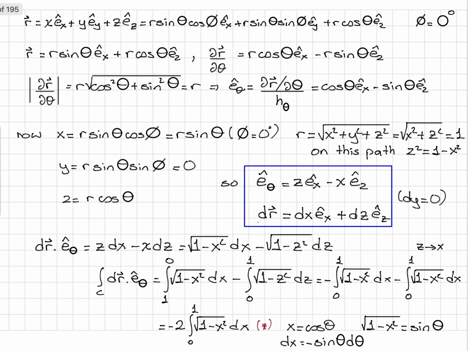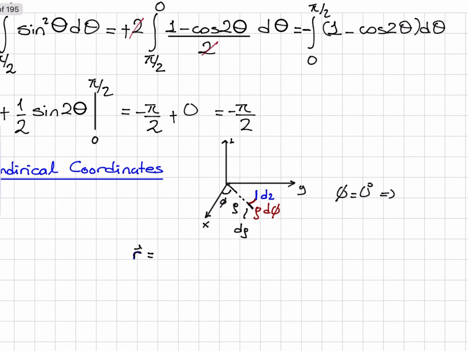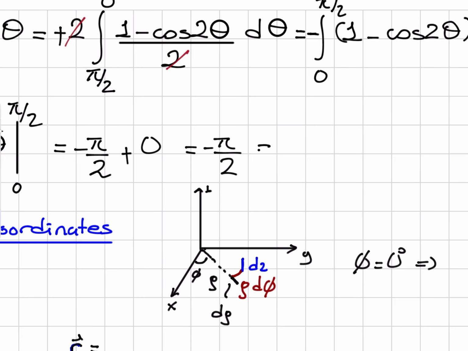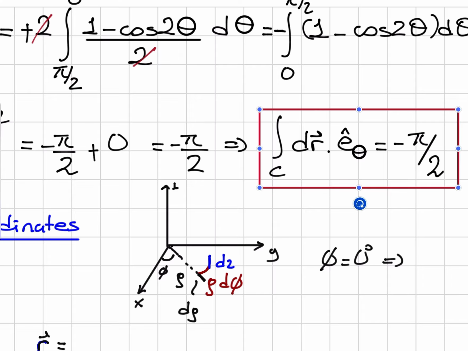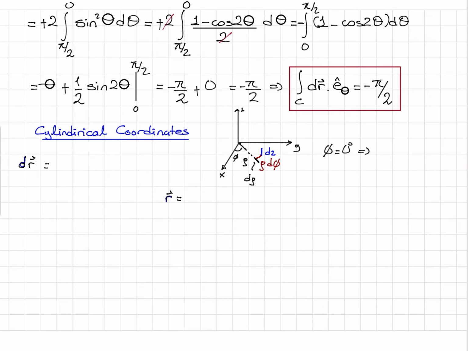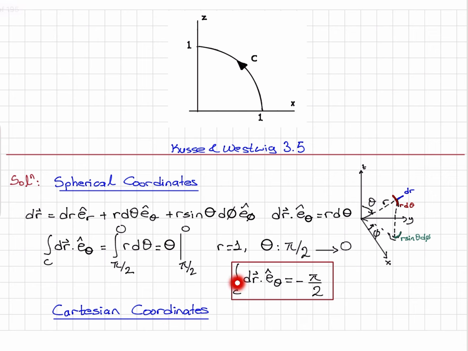So my mistake was here, dx is equal to minus sine theta d theta. So this is going to give me, for the final answer, the contour integral dr dot e theta hat is equal to minus pi over 2. Remember that this was the answer we obtained using the spherical coordinates initially. So we have to obtain the same answer using the Cartesian coordinates.